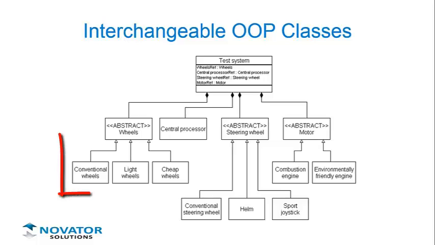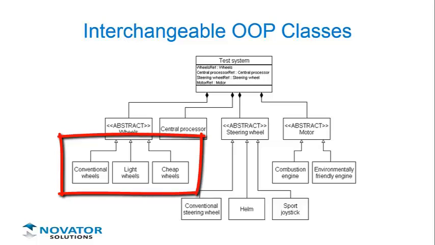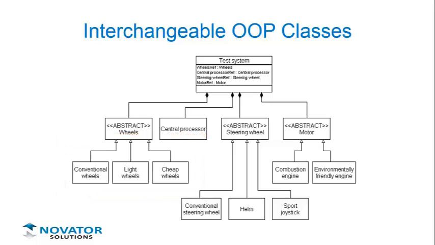So in this case, conventional wheels, light wheels, cheap wheels, and so on. So all specificity is implemented in subclasses. All common things for wheels, all common things for steering wheel are implemented at the level of the abstract class.